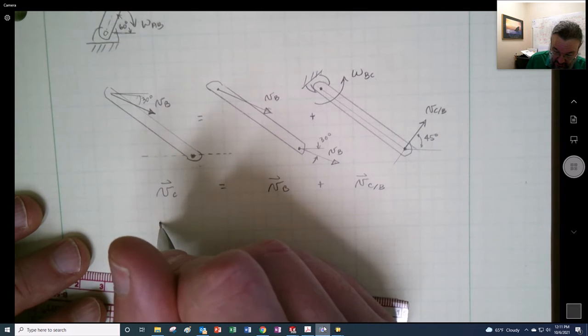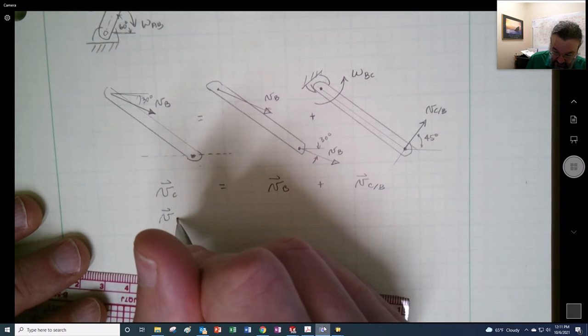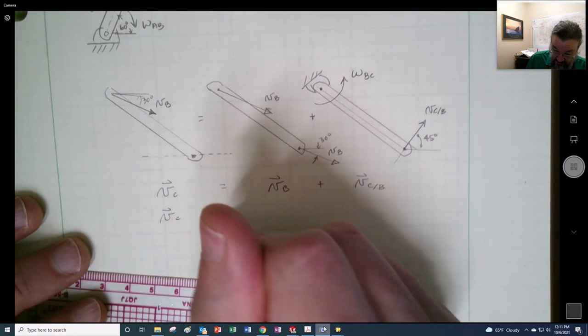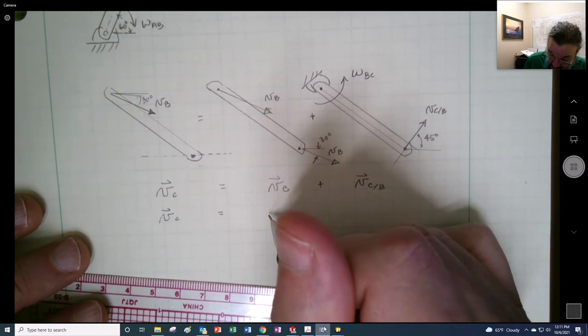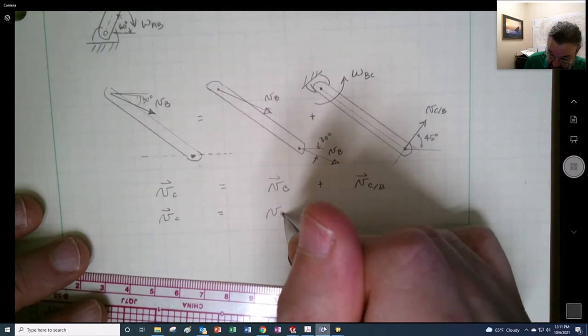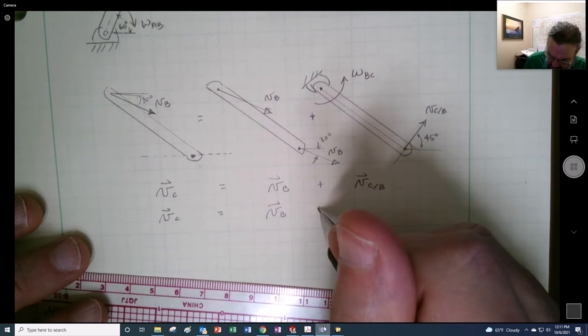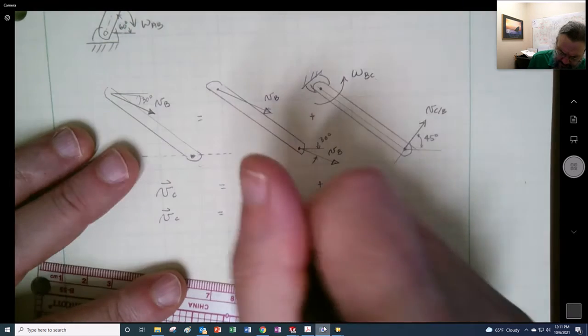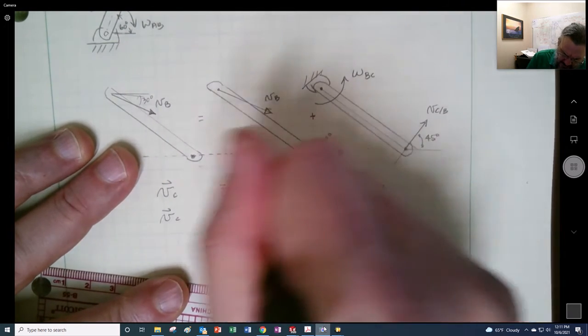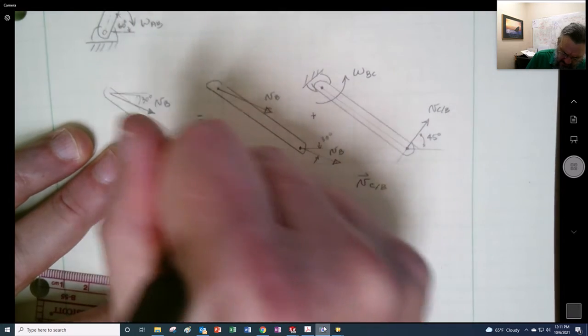I'm going to keep it that way. Okay. Velocity of C is going to be equal to velocity of B. I actually think I have enough with the vectors.